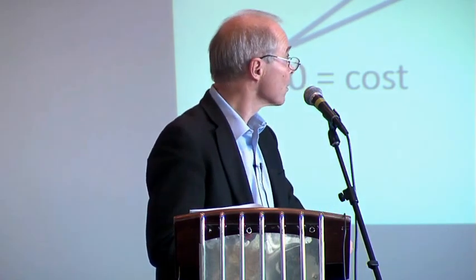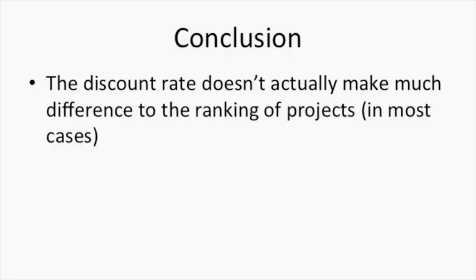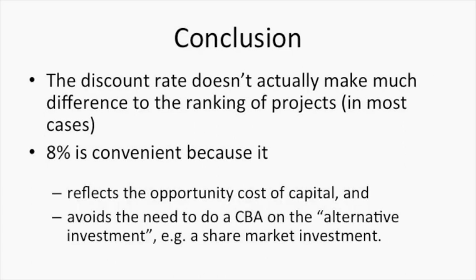So in conclusion, the first conclusion is that the discount rate doesn't actually make as much difference as people think to the ranking of projects. In most cases, there are exceptions. And the second conclusion is that 8% is convenient because, firstly, it reflects the opportunity cost of capital, and secondly, it avoids the need to do a cost-benefit analysis on the alternative investment, for example, a share market investment.